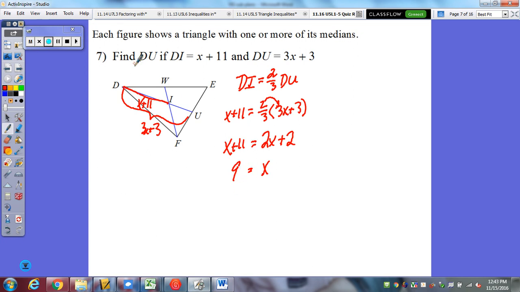But of course, we're being asked for the value of DU. So we'll plug this back in. 3 times 9 is 27, plus 3 gives me 30.